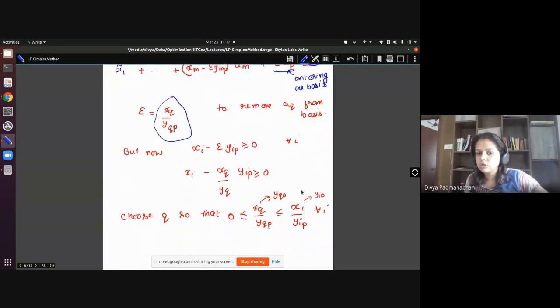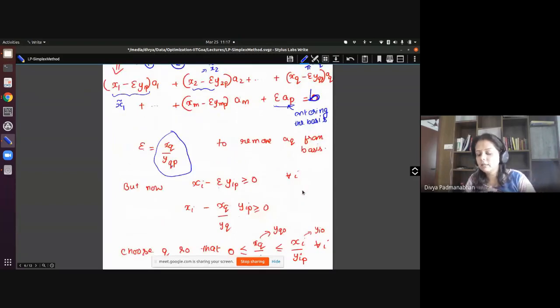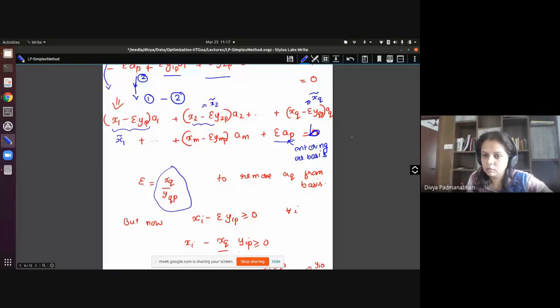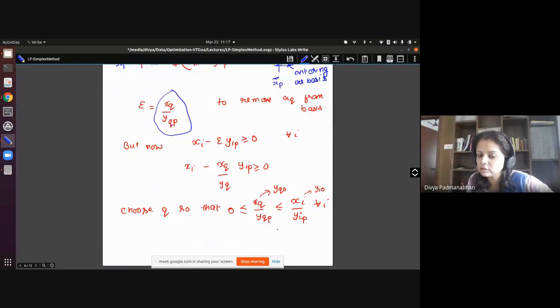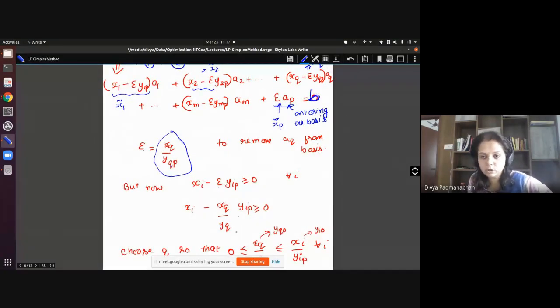And so one thing to note here is that we always wanted this epsilon to be greater than or equal to zero, right? Because this is going to be the value of xp in the new BFS. And you wanted that to be greater than or equal to zero. So now what happens if you can't find anything which is greater than or equal to zero? You computed all these ratios. Suppose none of them were greater than or equal to zero. All of them took negative values.